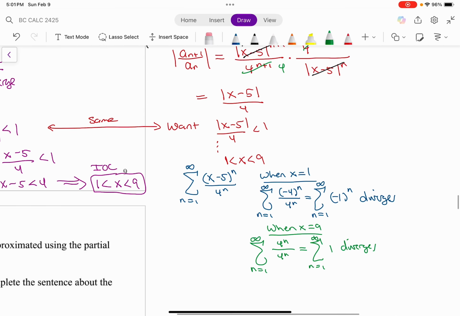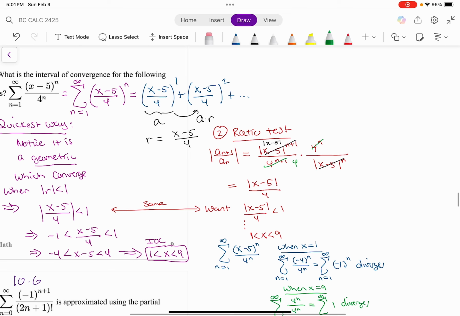So in a geometric series, the endpoints never need to be checked if you notice it's a geometric, but you could always rediscover it. So those are two ways to do it. The geometric is quicker, but either way, this is our answer.